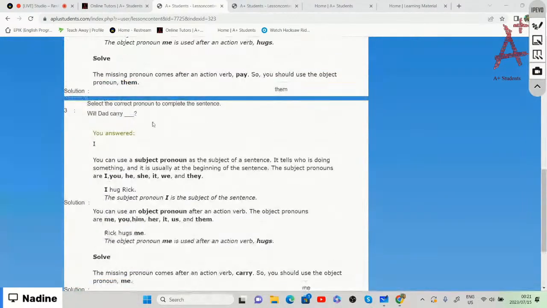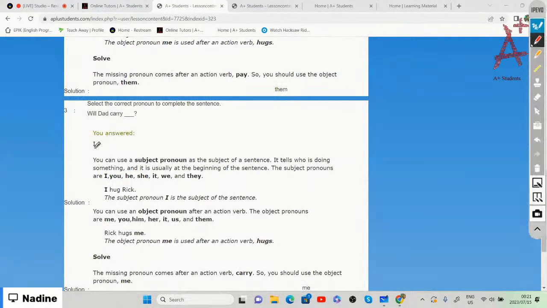Will dad carry? We need to either choose I, but we can't say will dad carry I. Then we will say will dad carry me. So the proper, or correct, pronoun that we need to use is me instead of I. So we can't say, will dad carry I? Nope, that is incorrect. We will say, will dad carry me?